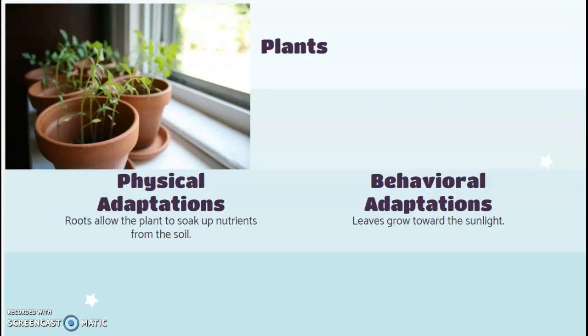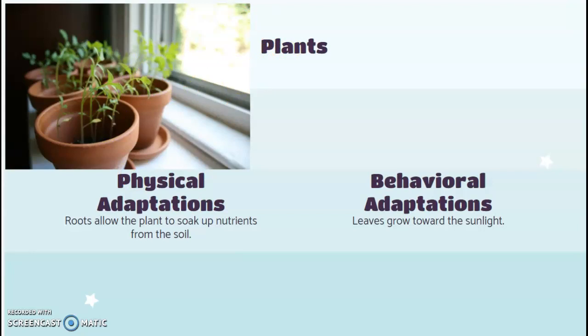Plants. Physical adaptations: roots allow the plant to soak up nutrients from the soil. You can see the roots, that's why it's physical. Behavioral: leaves grow toward the sunlight. If you see in this picture how they're leaning towards the window, that's where the sunlight is coming in. So it allows them to soak up as much sunlight as possible.